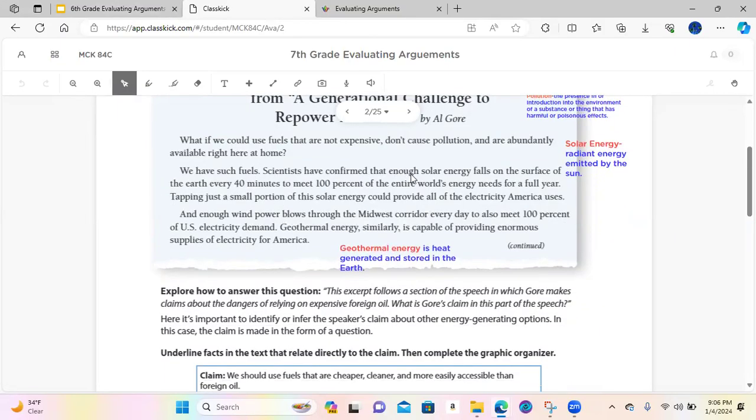Scientists have confirmed that enough solar energy falls on the surface of the earth every 40 minutes to meet 100% of the entire world's energy needs for a full year. Trapping just a small portion of this solar energy could provide all of the electricity America uses. And enough wind power blows through the Midwest corridor every day to also meet 100% of US electricity demand. Geothermal energy, similarly, is capable of providing enormous supplies of electricity for America.